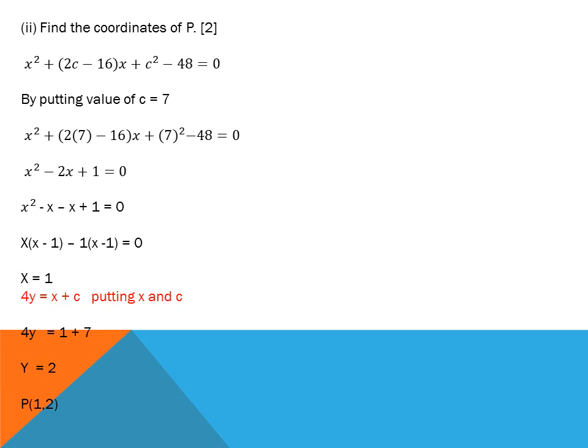When I got the value of c equal to 7, I find that the point where the line touches the curve, meaning the tangent to the curve, is P, and the coordinates of P are (1, 2).